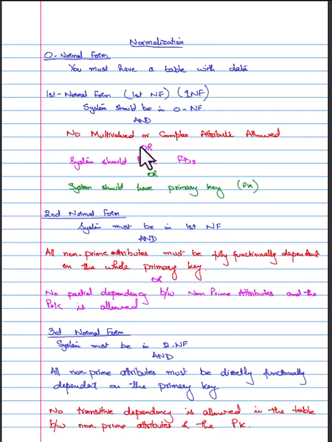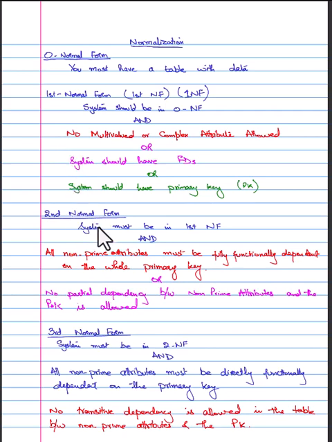Then no multi-value complex attribute is allowed. This means if an attribute has multiple values, we will eliminate those multiple values in first normal form. Or we can say the system should have a primary key. These are the few characteristics which must be obeyed.